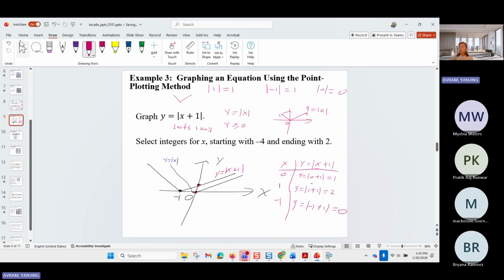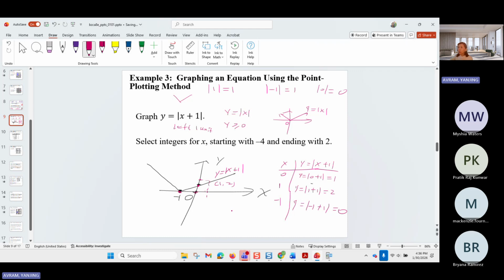All right, or we can get rid of this one right here if you want. Okay, we're gonna just graph this, y equal to absolute value of x plus 1. When x is 1, y is 2. So when x is 1, y will be 2. Okay, y will be 2 right here. All right, so this is 1 and 2. And when x is negative 1, y will be 0.